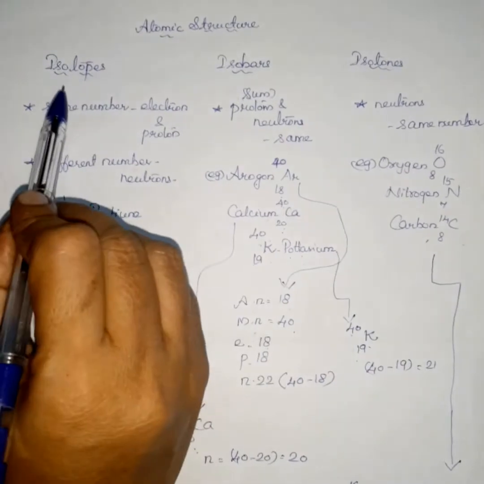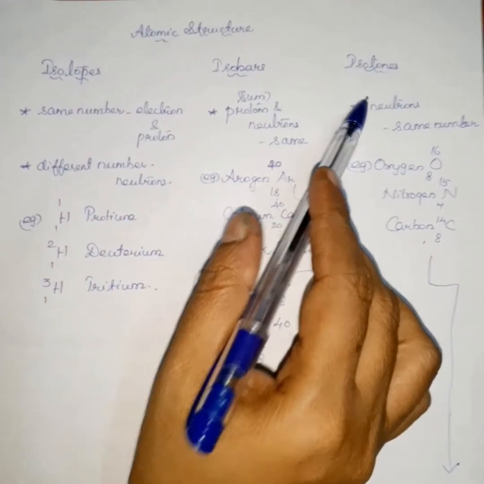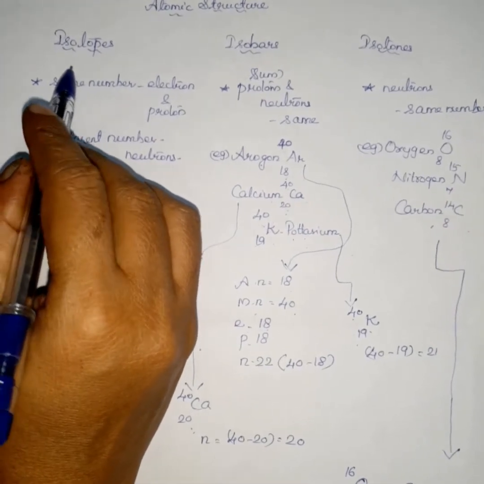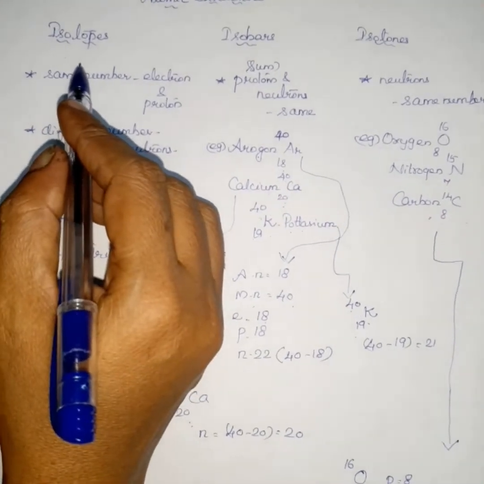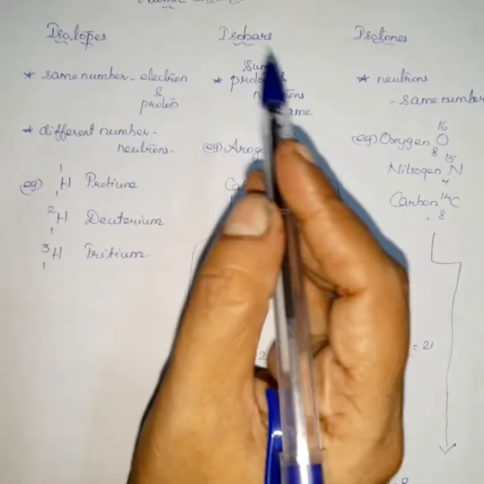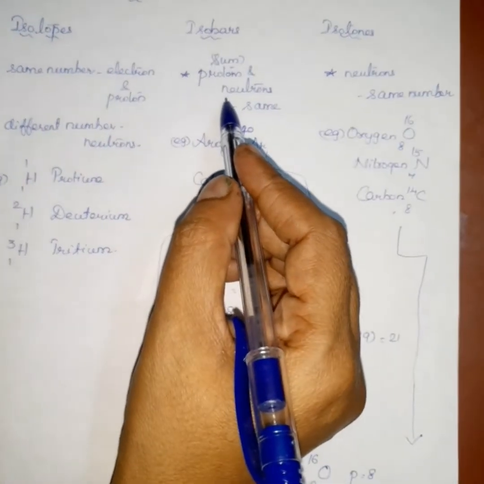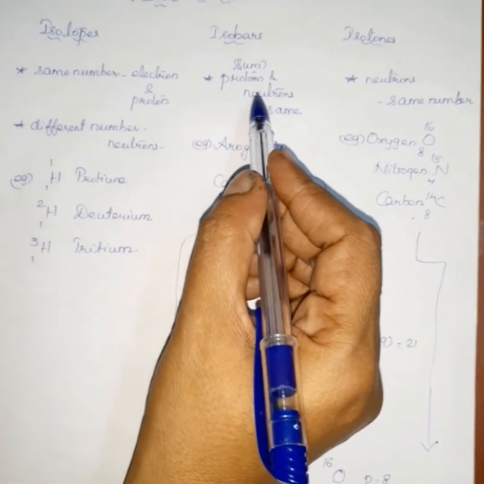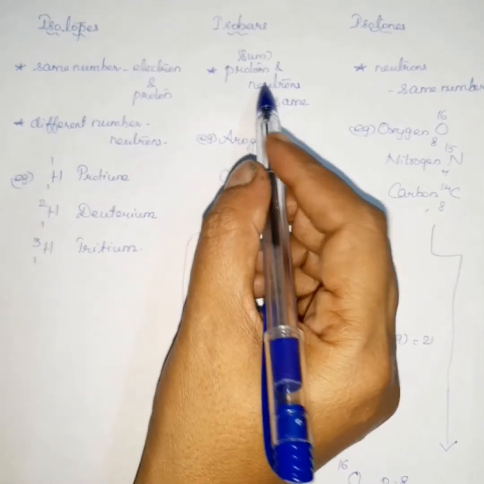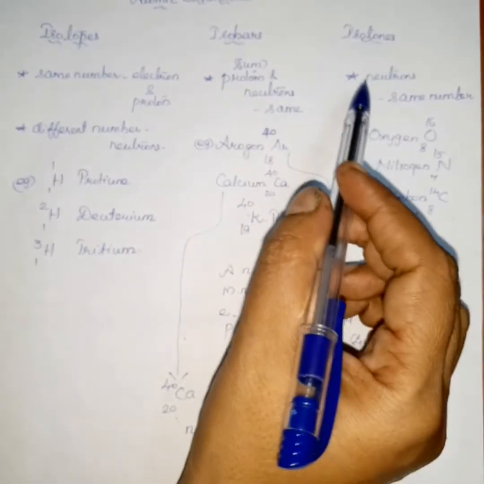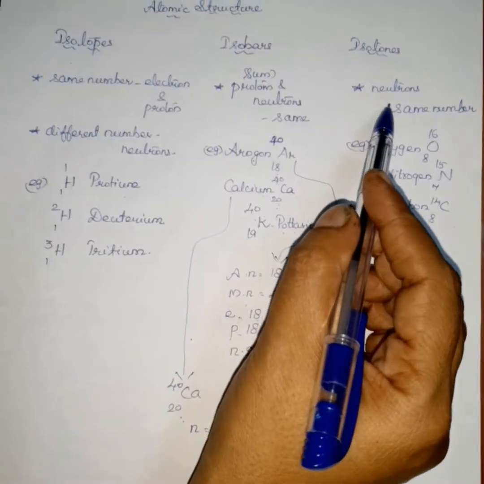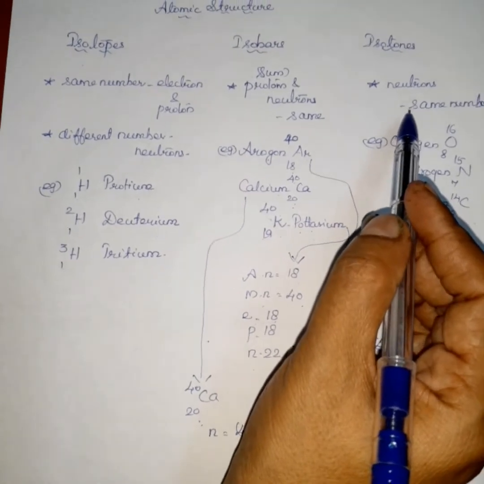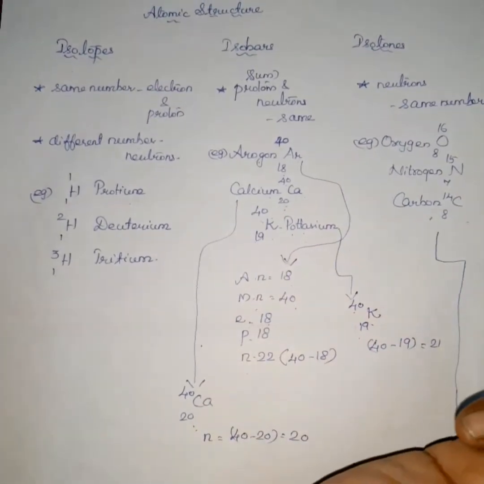Again, you will listen carefully. Isotopes, isobars and isotones. Isotopes are atoms of the same element which have the same atomic number but different mass number. Next one, isobars. Atoms of different elements having the same mass number but different atomic number are called isobars. What is isotones? Atoms having the same number of neutrons but different mass number are called isotones. Okay. Do you understand clearly?